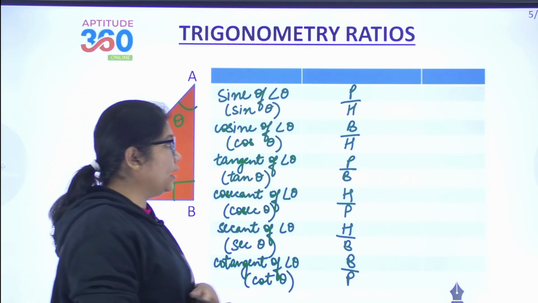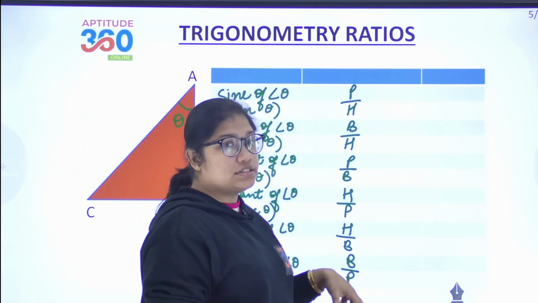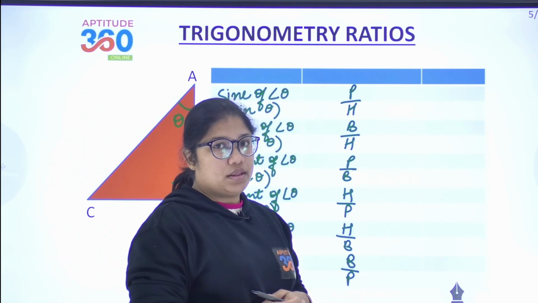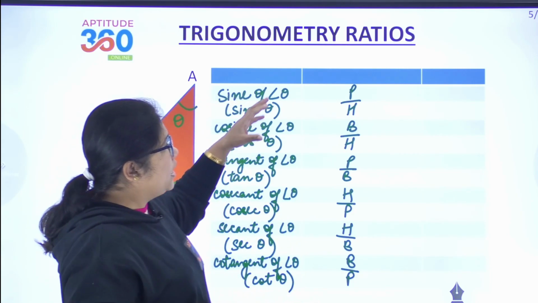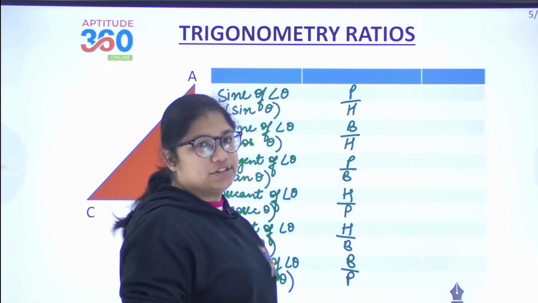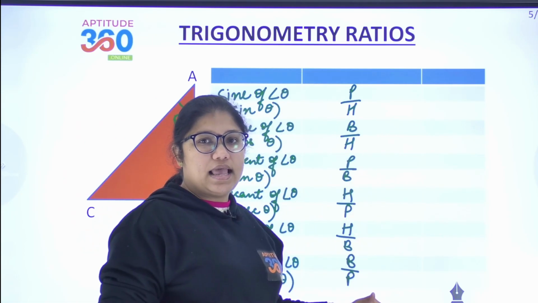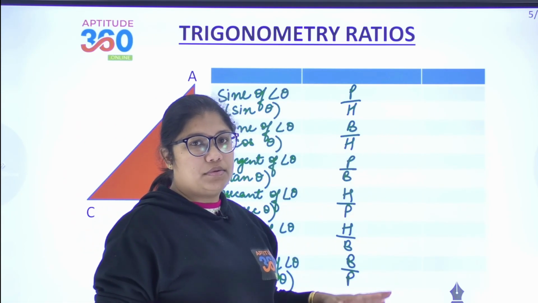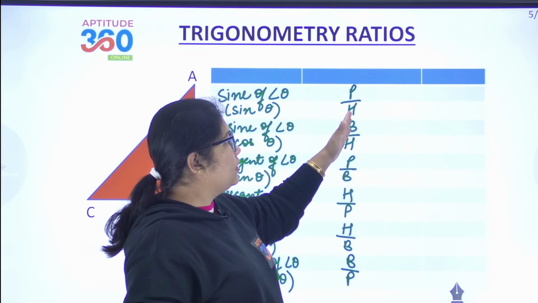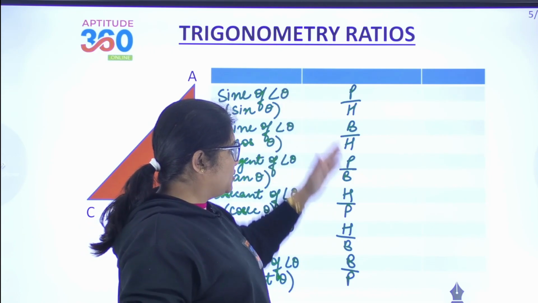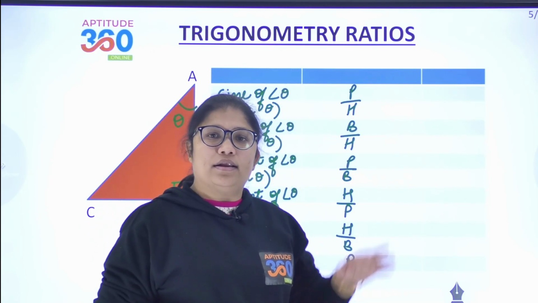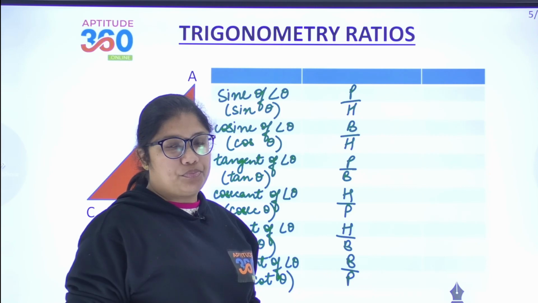Understandable? Yeah. Now, all these 6 ratios have some properties to them. You need to remember them so that you do not face any problems. For example, all these ratios are real numbers and they do not have any unit, because the unit in the numerator and the unit in the denominator is same and they get cancelled. So, all these 6 ratios do not have any unit and they are all real numbers.